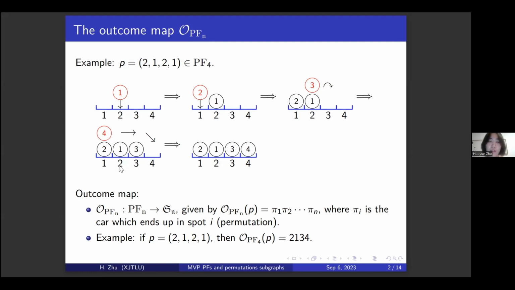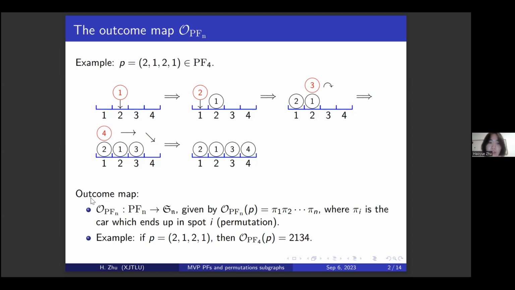Because spot 2 and spot 3 have been occupied by car 1 and car 3, car 4 could not disturb these two cars, so it can just go to spot 4 to stay. And after all the parking, we get the final result.